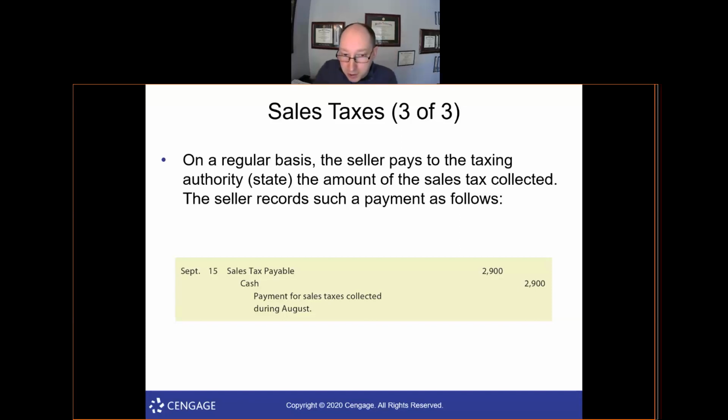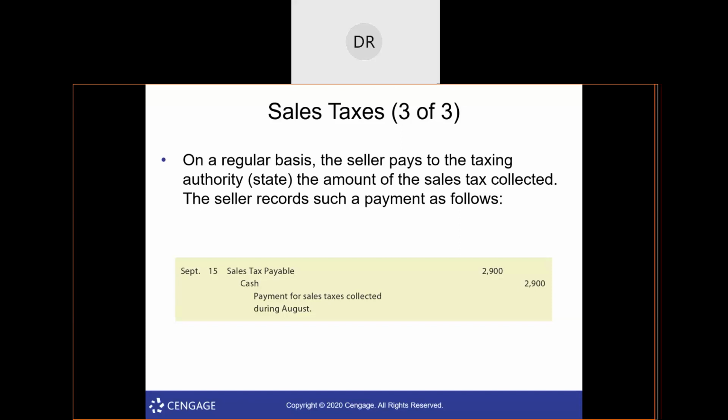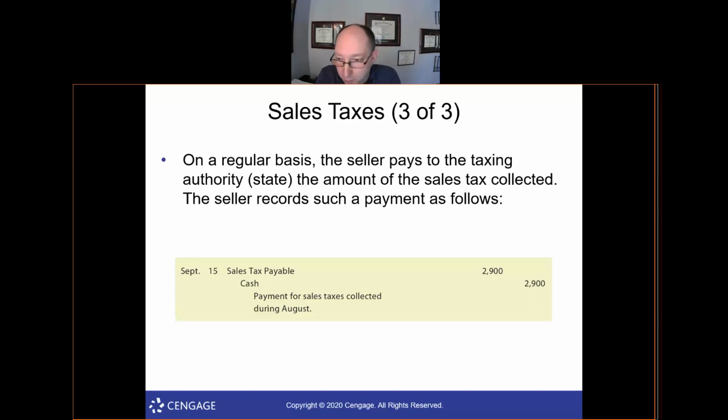On a regular basis, usually once a month, sometimes once a quarter, depending on your business. Usually quarterly, we have to pay taxes.